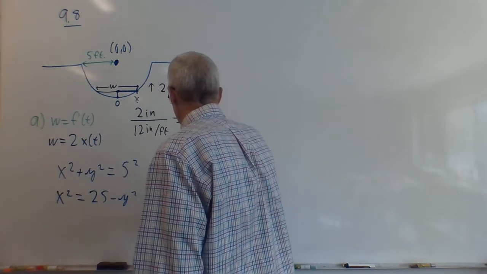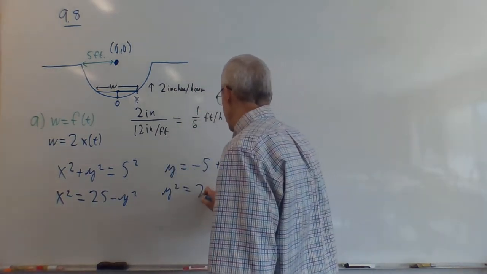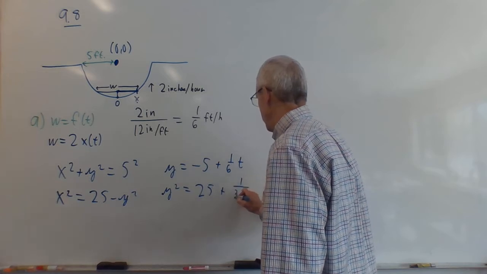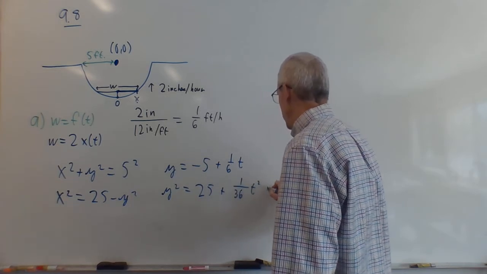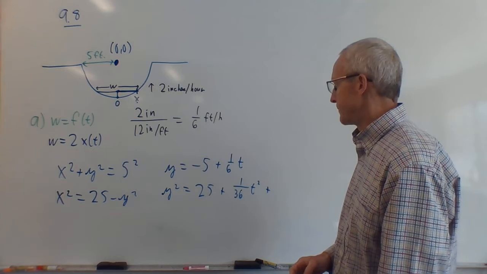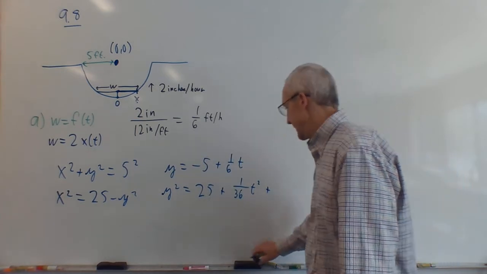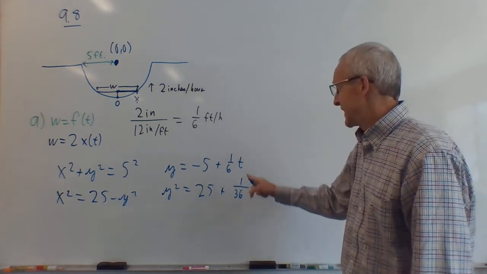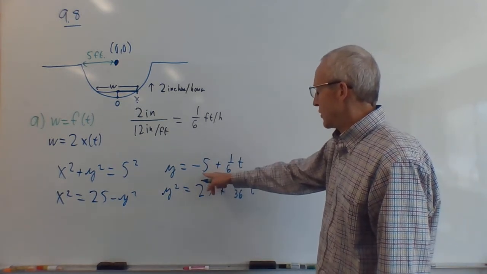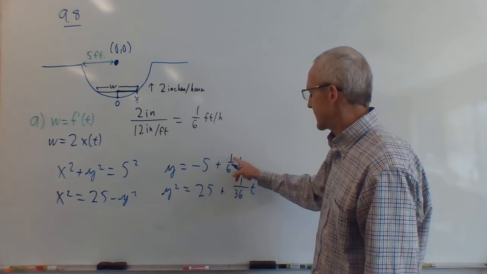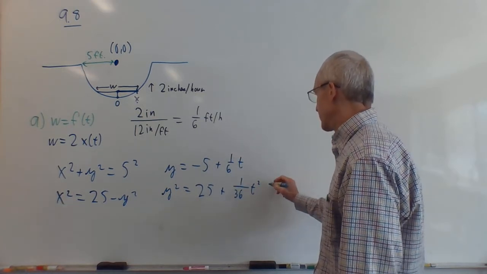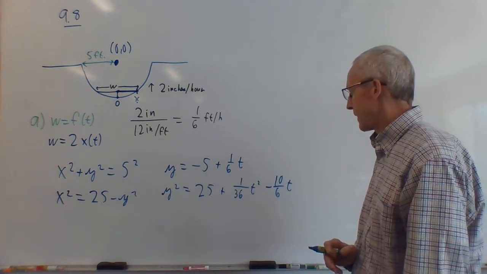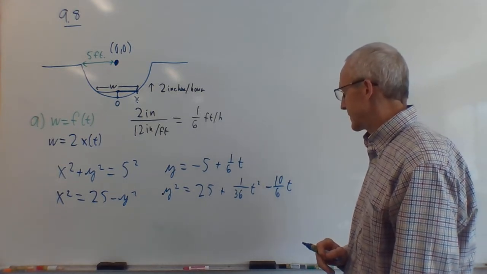So y squared is -5 squared, which is 25, plus this squared, which is 1/36 t squared, plus 2 times them multiplied together, which would be a minus, because that one's minus. So let's see, what's that? 2 times -5 times 1/6 is -10/6. So minus 10/6 t. Yeah, that's a mess.